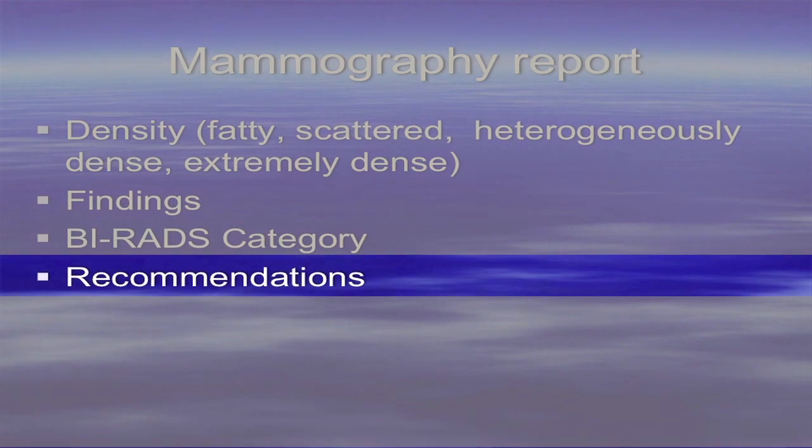And then the bottom line, the recommendations. If it's a zero, the recommendations are going to be something like additional views, spot compression, rolled view, ultrasound. If it's a BI-RADS 2, the recommendation is going to be see in a year. If it's BI-RADS 1, see in a year. Next, please. So that's the report.